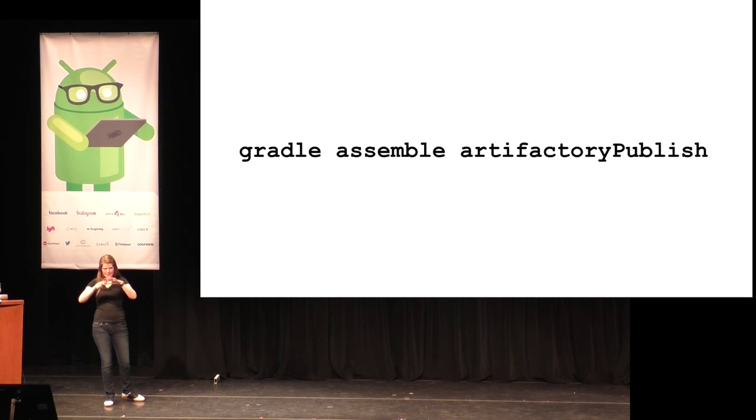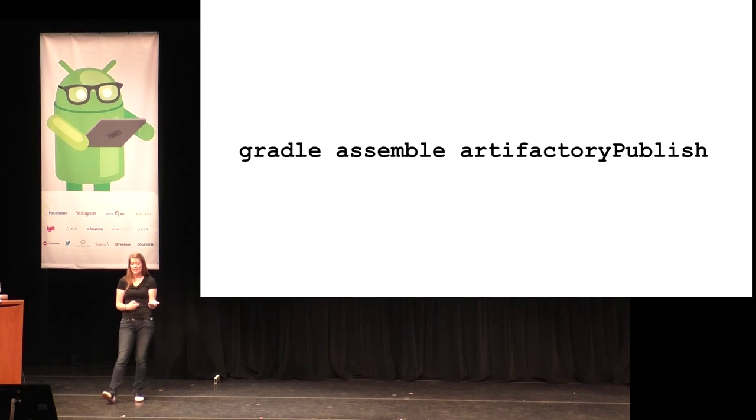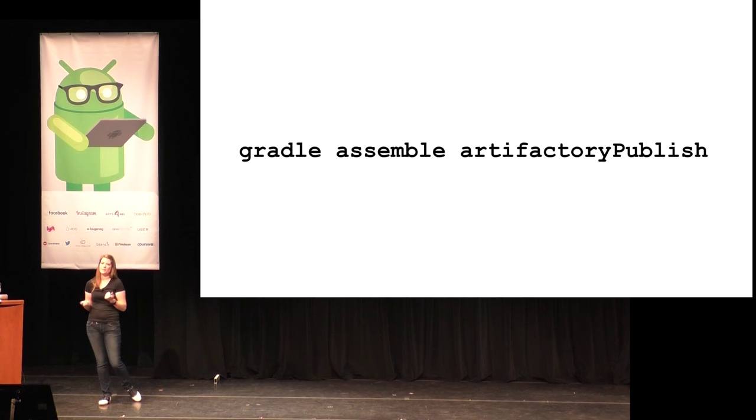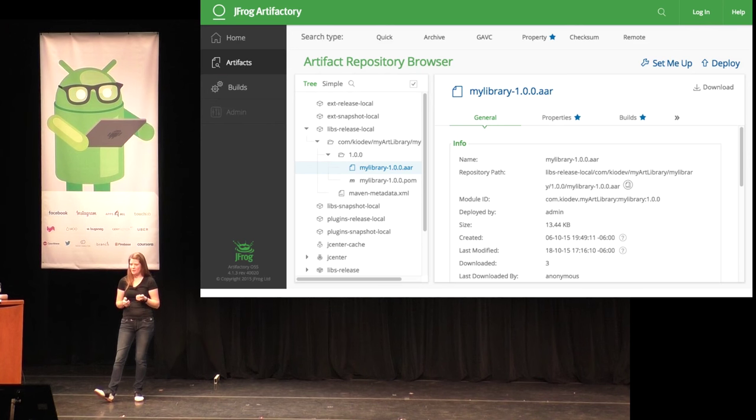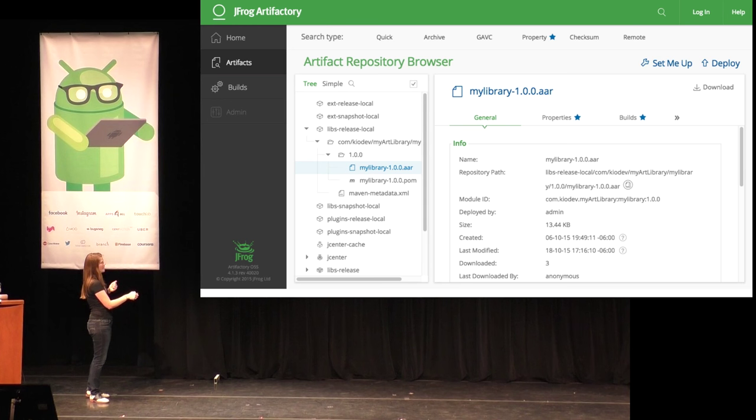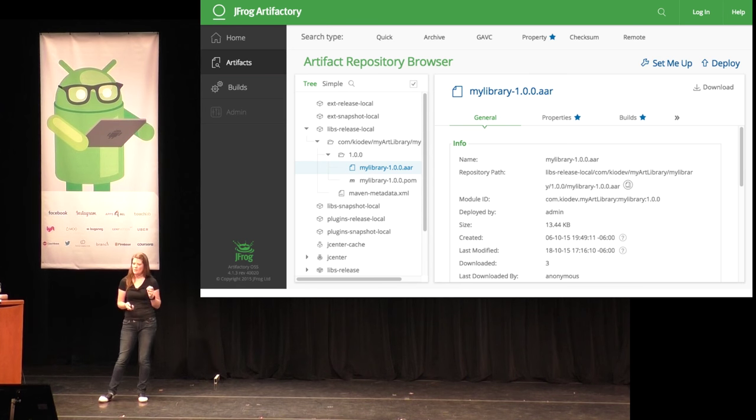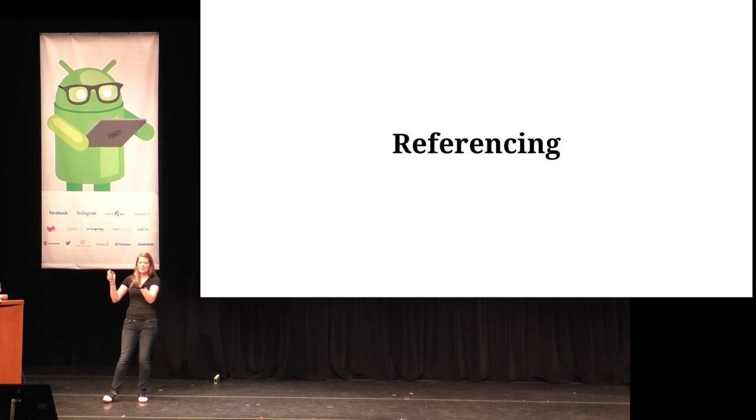So once you've got everything set in your library module, then you'll want to actually publish it, and you'll run this command, gradle assemble Artifactory publish. And this will compile your code and then push it up to the location for you. So if I jump into the Artifactory portal here on my local machine, I can see that my library 1.0.0.aar has been published, and it's in that repo key libs release local. Success.